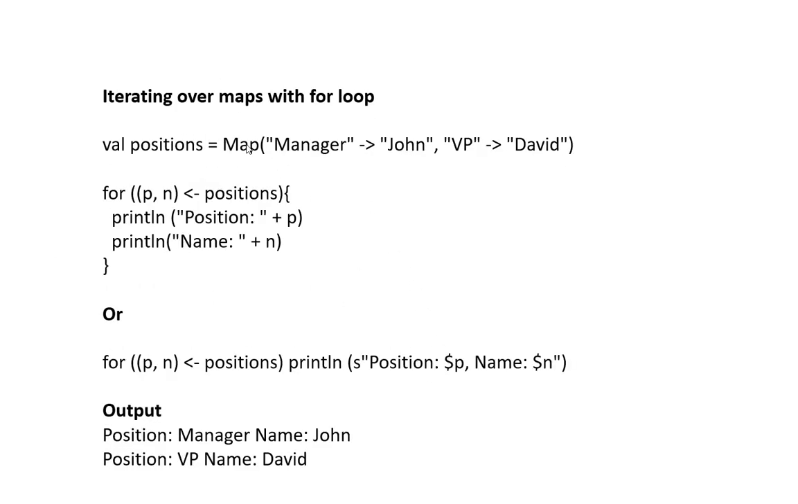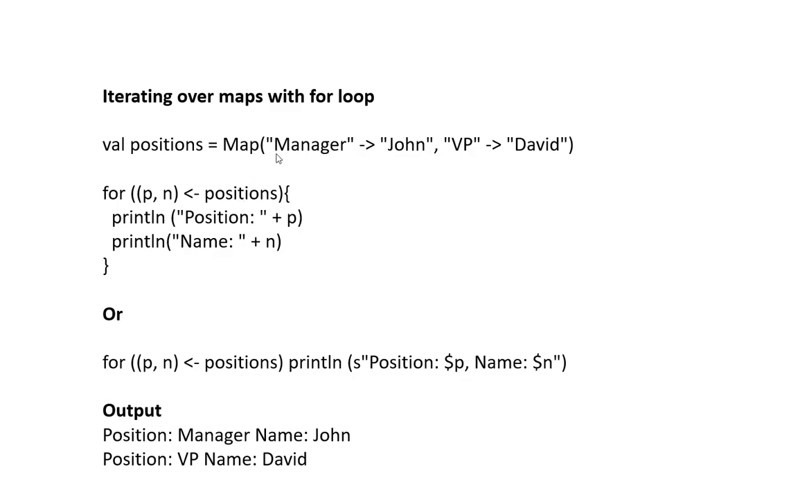So as you can see, we have a map here with the position is manager, name is John, VP David. The for loop here has two variables, P and N, for a key and value. You might as well call this K and V. I'm calling it P for position, N for name. So we have to declare two variables, and it's iterating over this map here.